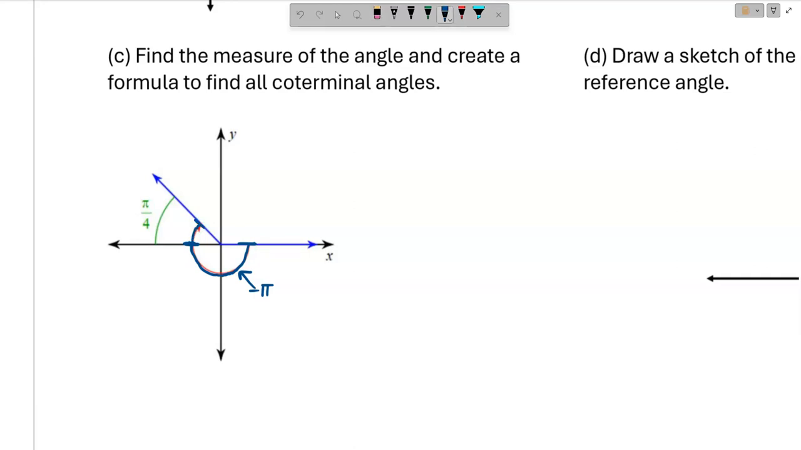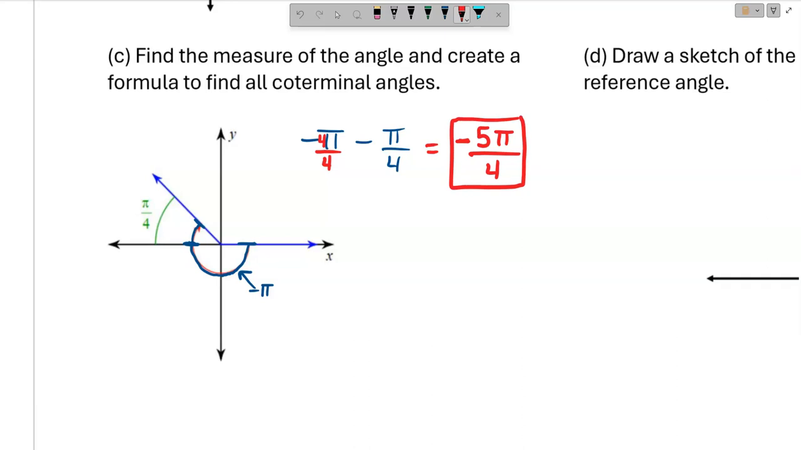So our final answer really is just going to be negative pi minus pi over 4. Put that in your calculator, or remember that pi would just be 4 pi over 4. So when I subtract this or put this together, we would get negative 5 pi over 4. That would be the angle that we are looking at.